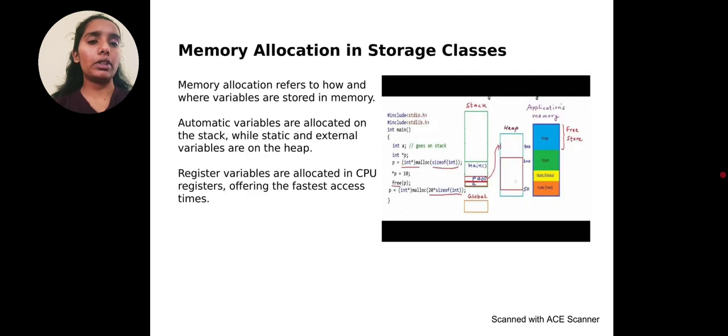And the memory allocation in storage classes. Memory allocation refers to how and where variables are stored in memory. Automatic variables are allocated on the stack, while static and external variables are on the heap. Register variables are located in CPU registers, offering the fastest access times.